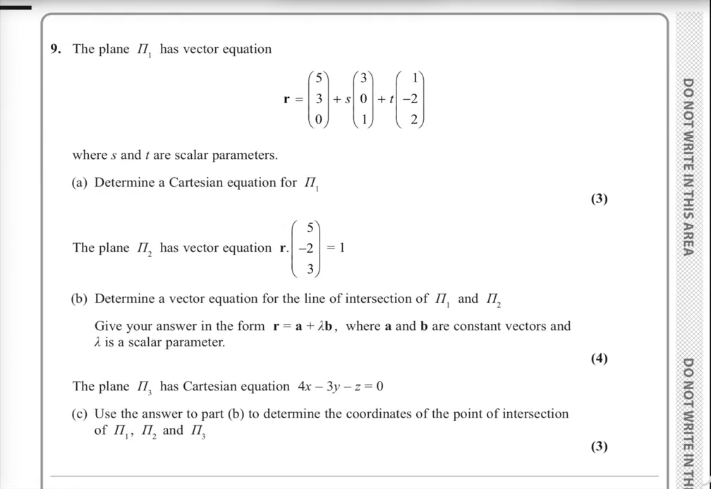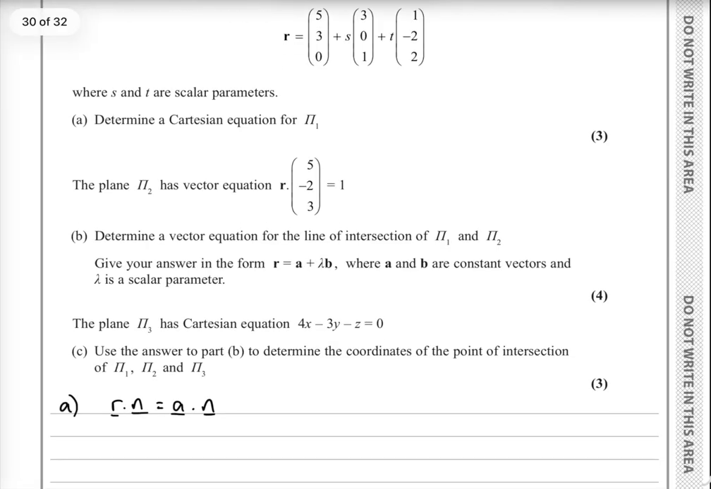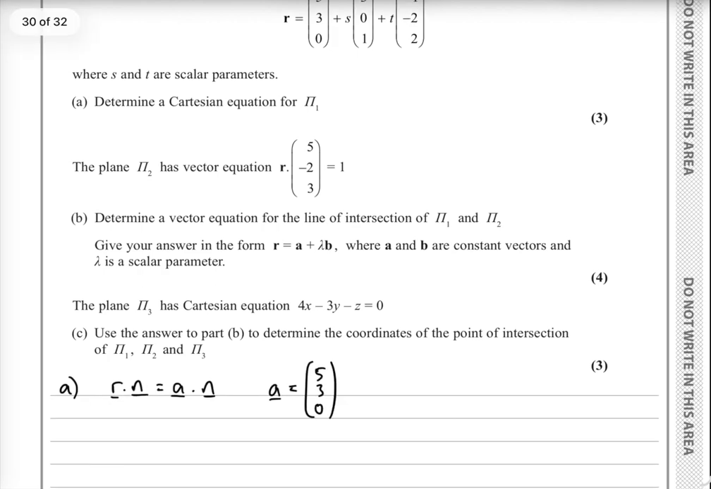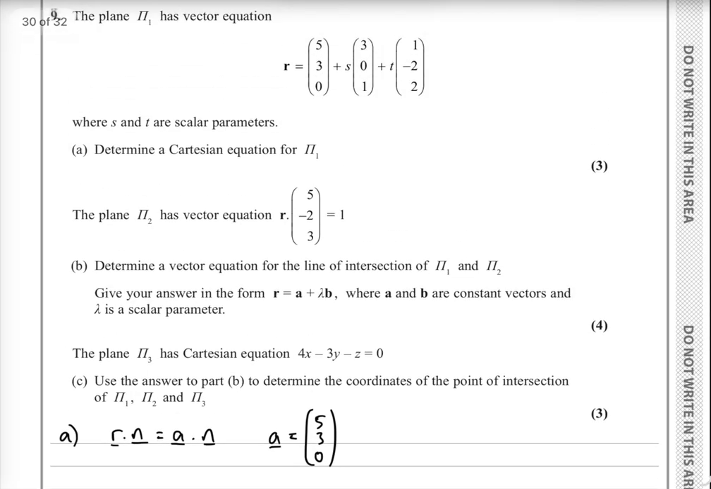On to the final question, question number 9. The plane pi1 has vector equation this, where s and t are scalar parameters. Determine a Cartesian equation for pi1. Okay, a Cartesian equation, we're going to be using r dot n equals a dot n, so we need the normal equation. A can be the point given, that's no problem. 5, 3, 0. And then to get a normal equation, we're going to cross the two vectors that we know are in the plane, i.e. the two direction vectors given in the vector equation.